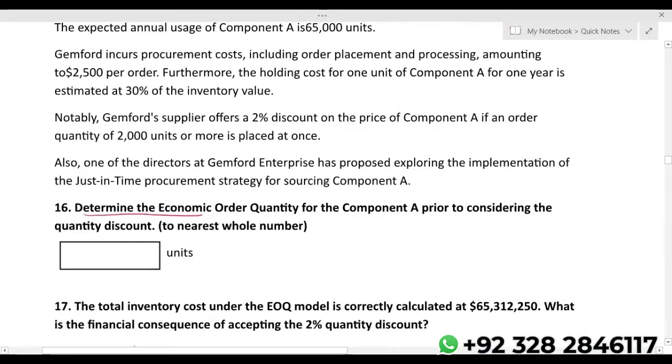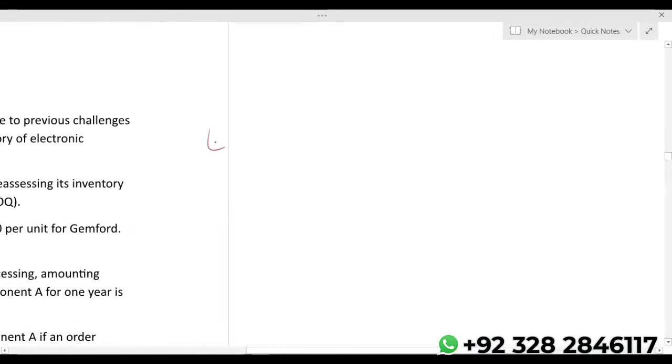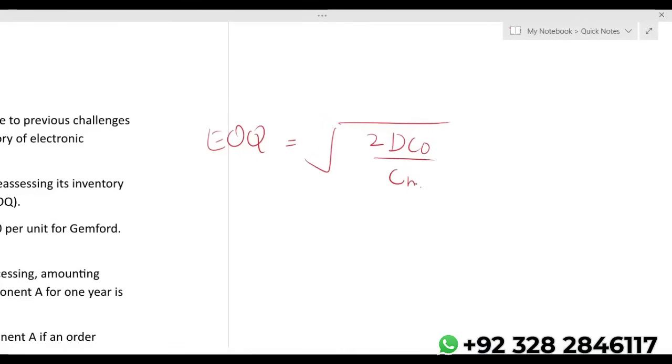Determine the EOQ, economic order quantity, for component A prior to considering the quantity discount, to the nearest whole number of units. So they are simply saying calculate EOQ. Let's see. Economic order quantity is equal to the square root of 2D C naught upon CH. D is the annual demand, C naught is the per order cost, CH is the per unit holding cost.